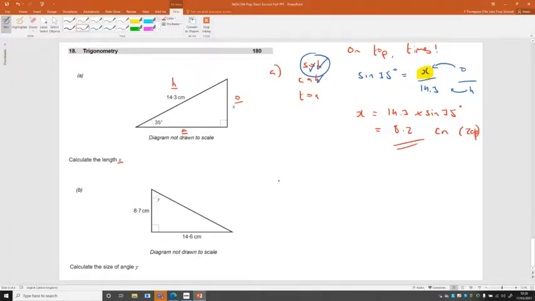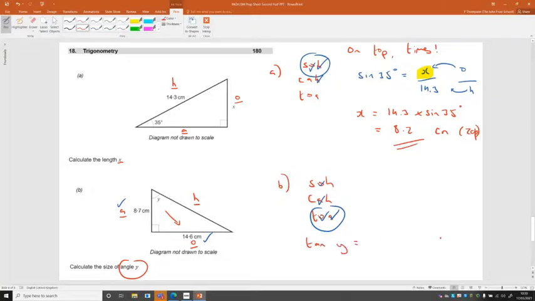Could not be easier. Part B, again, we know it's trig. We want to find an angle. Label the sides. That's H. This one here is opposite. That is the adjacent. Write down SOHCAHTOA. I know A, and I also know O. So remember tan y, the angle's called y. Tan is O over A. So O is 14.6 and A is 8.7.